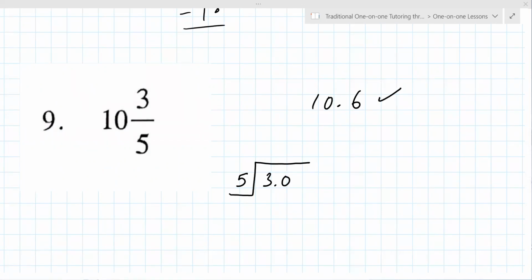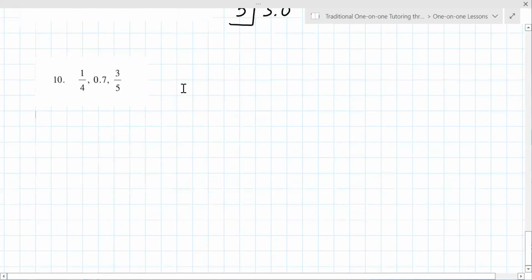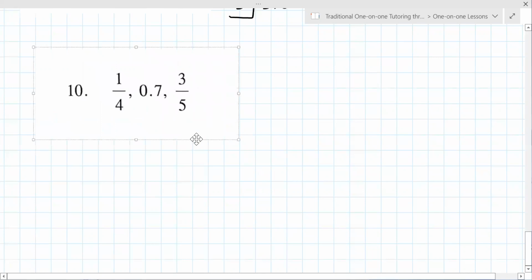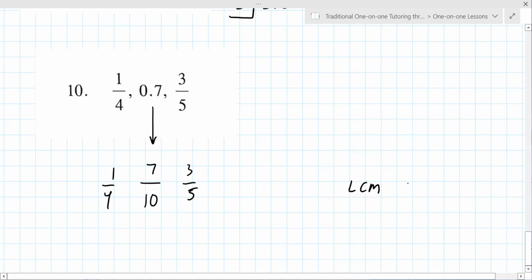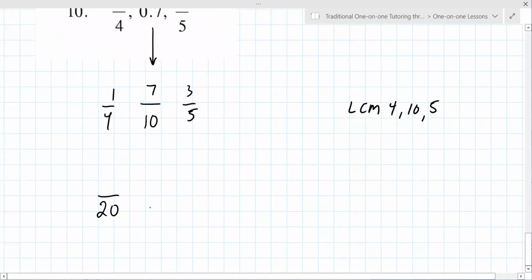Okay, let's look at number 10. So you have a couple options here. You either convert them all to decimals or all to fractions. And you might think going to decimals is the best route. I would argue that's weird because I would pick fractions. This one's 7/10, 1/4, and 3/5. And now you need to find the least common multiple of 4, 10, and 5. Sorry, I'm rushing through this. I do want to get as many as we can here. I do at some point have to stop. But the least common multiple is 20. So this is 5/20, 14/20, and 12/20.